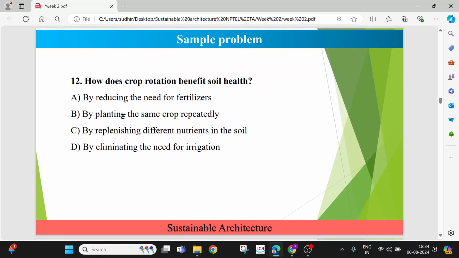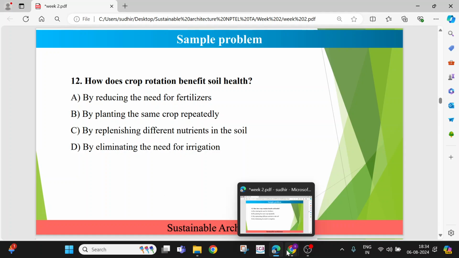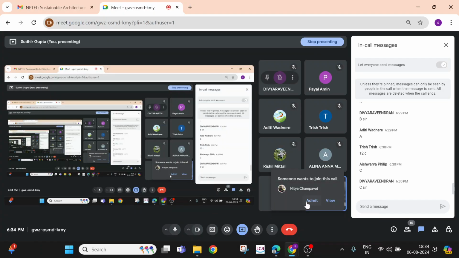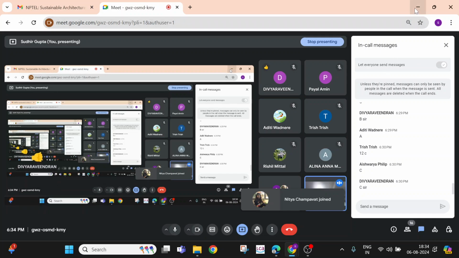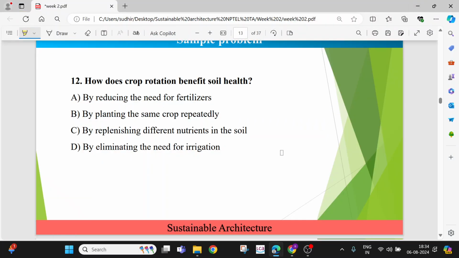So with that, option C, as most of you have answered correctly, we can move to the next question, question number 13. Can we move to question number 13? Yes, sir. Okay, thank you, Aditi. So this is question number 13.